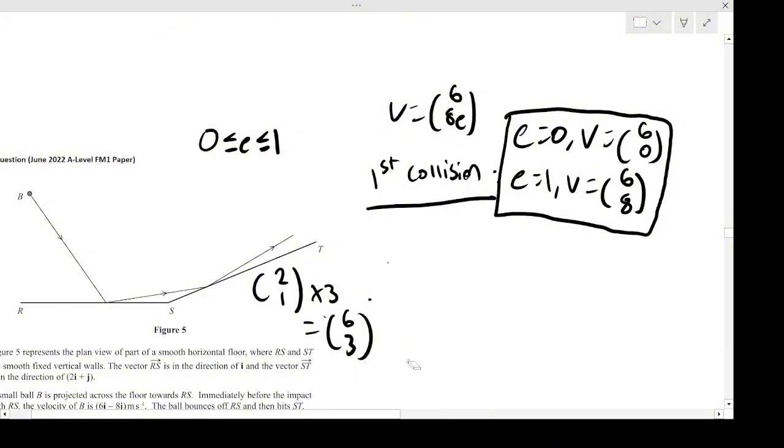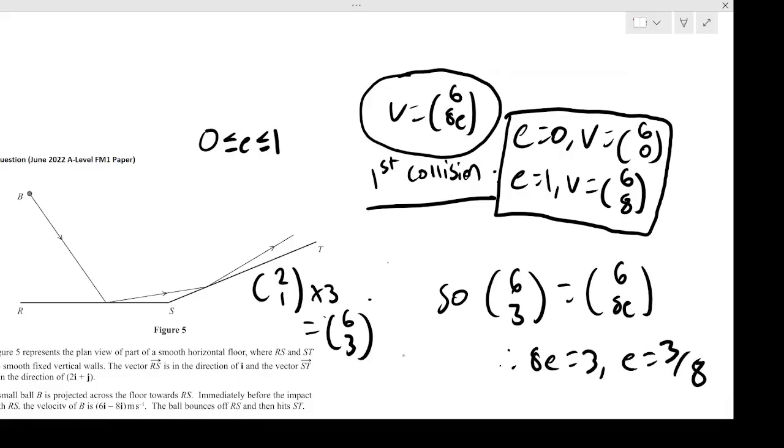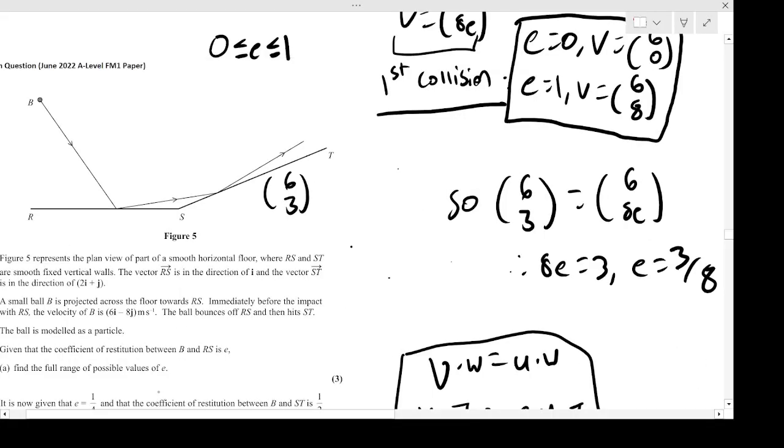So it might be helpful to equate the vector 6, 8E and see what E can be when it equals this. So 6, 3, let's say, is equal to the velocity, okay? So it's going to be 6, 8E. Therefore, we can deduce 8E has to be 3. So E is going to be 3 over 8. And so when E is equal to 3 over 8, the velocity here is going to be 6, 3. And that's going to match the direction of the wall, which is also 6, 3.